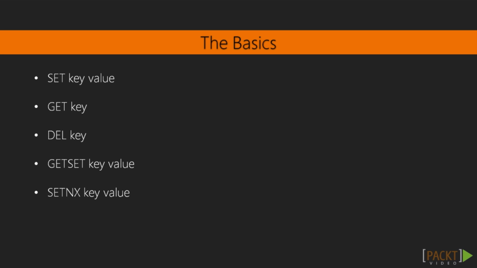You can simply set, get, or delete values by their keys. Also, we can do a getset, which will get a value and set a new value at the same time, and setnx, which allows you to set a value only if it doesn't already exist. NX stands for "not existing." So let's take a look at those commands in the CLI.